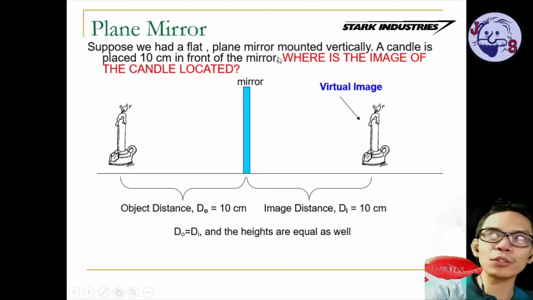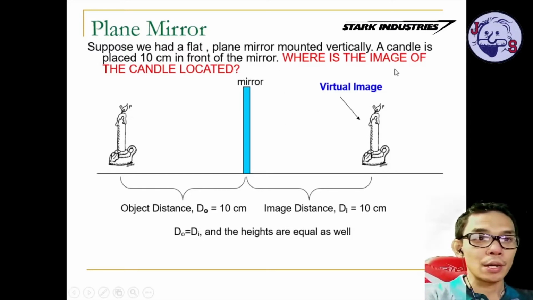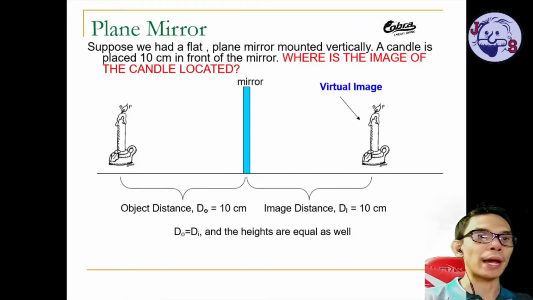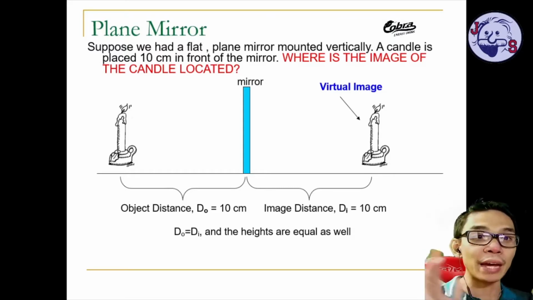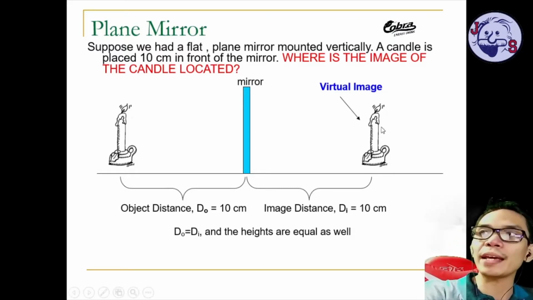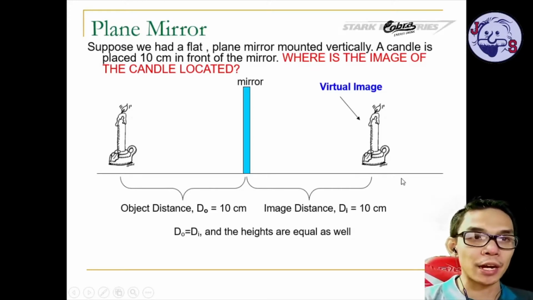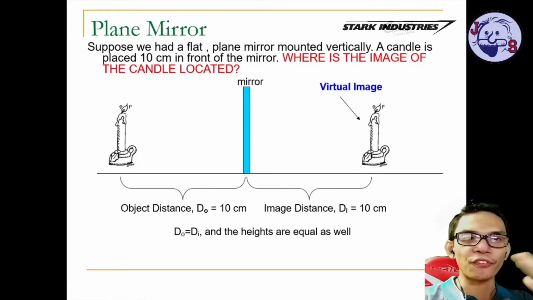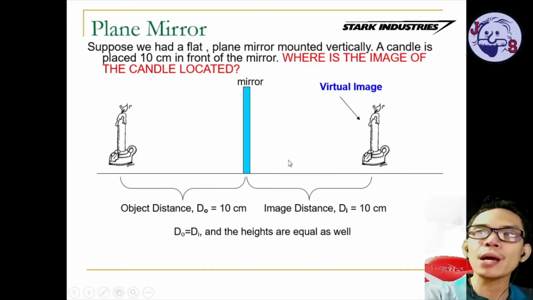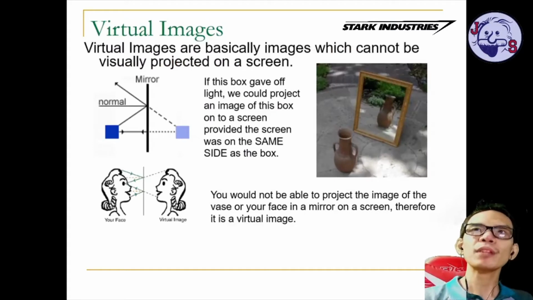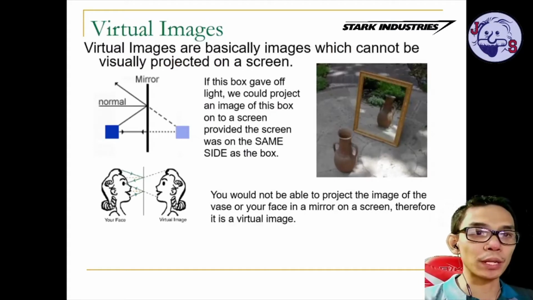So we have here the virtual image that we encountered in our previous video lesson about virtual and real images. There's no such thing as behind the mirror. This is only created when our eyes are tricked by the reflected rays coming from the plane mirror itself. So that is the virtual image. So basically, what is a virtual image?